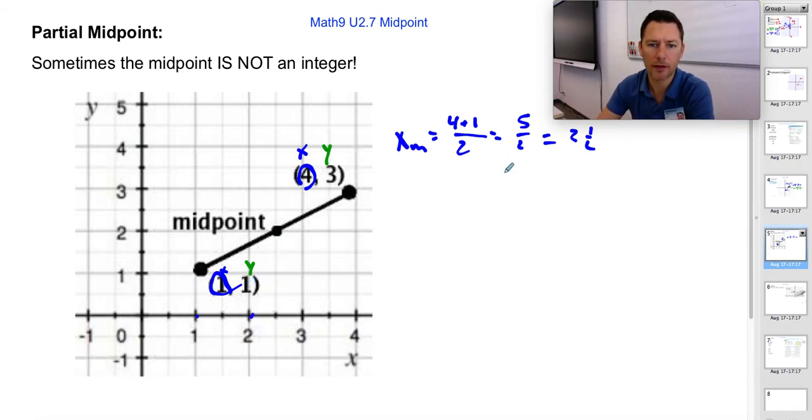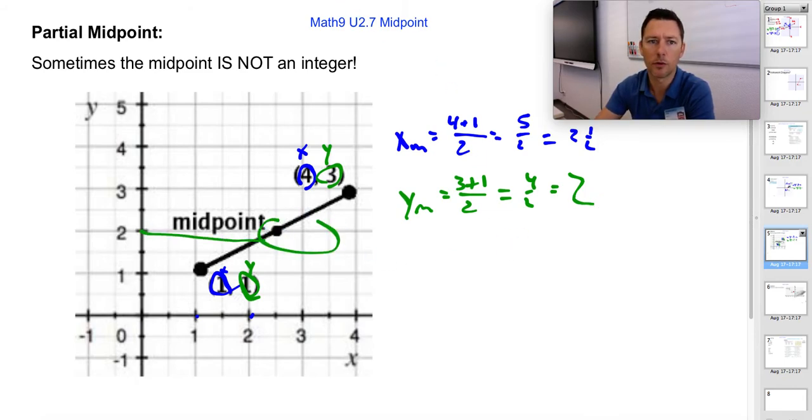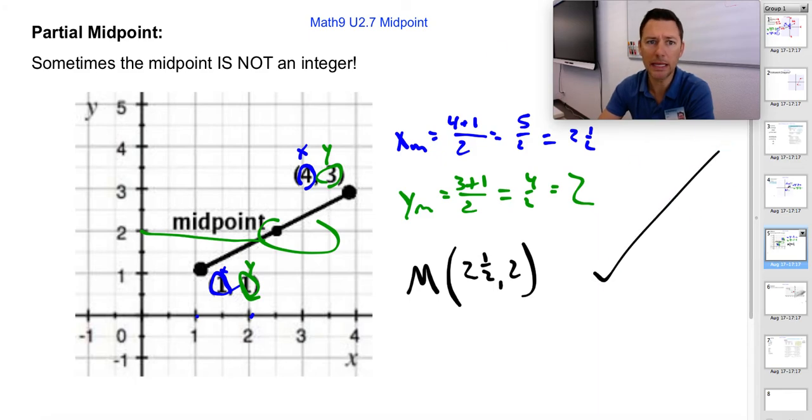Same thing with the y value. The y midpoint is going to be the average of these values. So add them up, divide by 2, and this is 4 over 2. This is just 2, which is right where we'd expect it to be. So the midpoint is going to have coordinates 2.5, comma 2. Great. Ping!